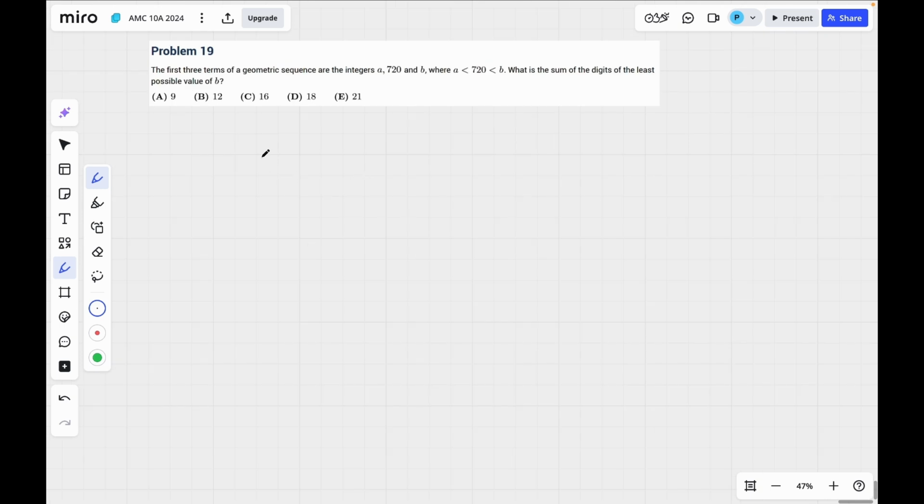Now problem 19. The first 3 terms of a geometric sequence are the integers a, 720, and b, where a is less than 720 and 720 is less than b. What is the sum of the digits of the least possible value of b?